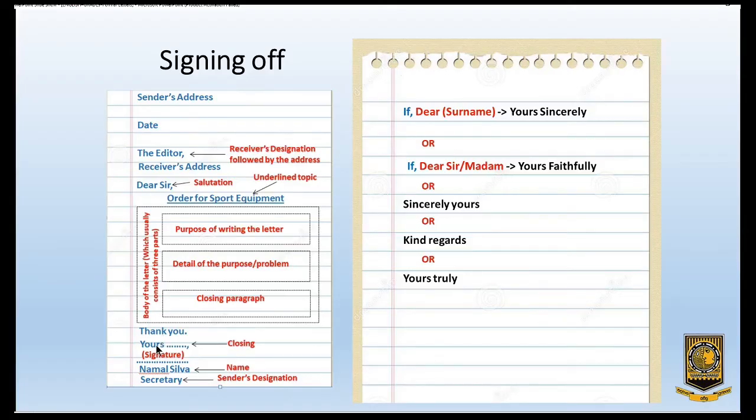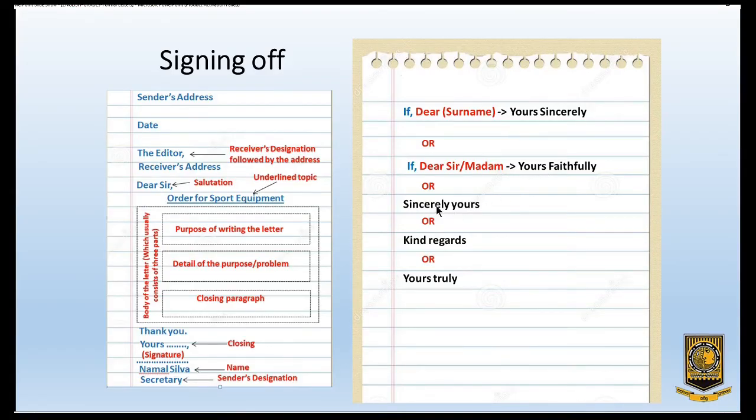Then thank you. Yours. This is the closing. You can say yours sincerely. Normally we put yours sincerely. If you put dear and the name, dear Mr. David, dear Mr. P.A. Silva, or you can put the surname here, then you finish it with saying yours sincerely. That is the usual way. Then if you put dear sir, madam, you conclude it with saying yours faithfully.